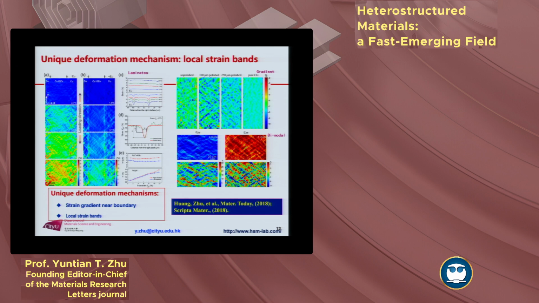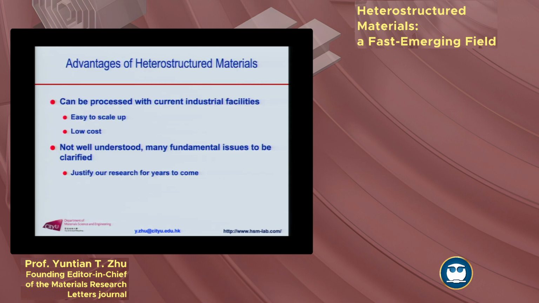Another feature for heterostructure is we found that all the deformation is not uniform. They give you these strain bands for all the gradient structure, all these heterostructures deform in these strain bands. That's not the case in homogeneous structured materials. We do not know why. So this is what we are trying to figure out for fundamental study. If you want to do some fundamental study, I encourage you to work on this. Okay.